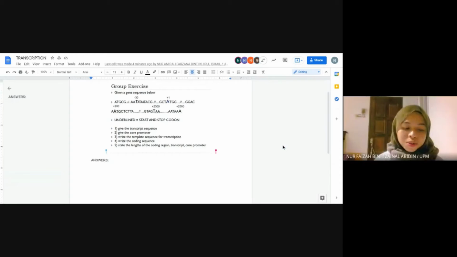Okay, so now we are going to start our discussion, which is the group exercise. From the diagram here, it shows a given gene sequence below, so we have to answer the questions given. The underlined codon is the start codon and the stop codon. For question number 1, give the transcript sequence. Does anyone want to share their answer first?